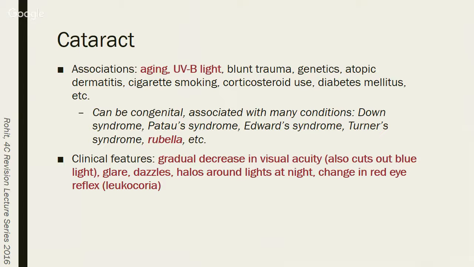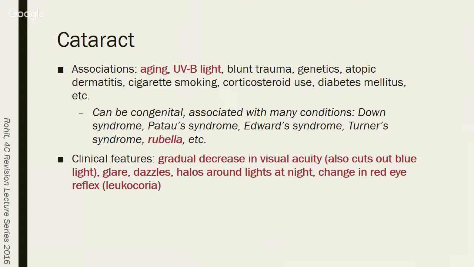The symptoms were pretty much as the question said, so gradual decrease in visual acuity, not usually localized to any specific area, just generally gets more fuzzy, glaring of the lights, and halos of the lights at night is also very important. And also the loss of the red eye reflex.